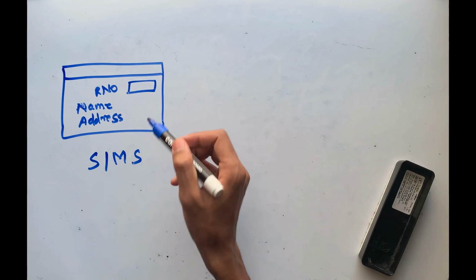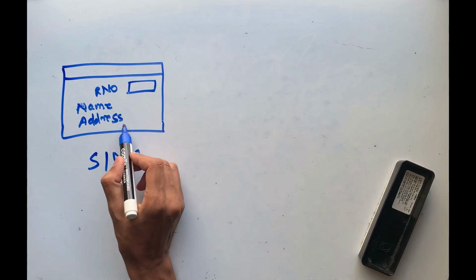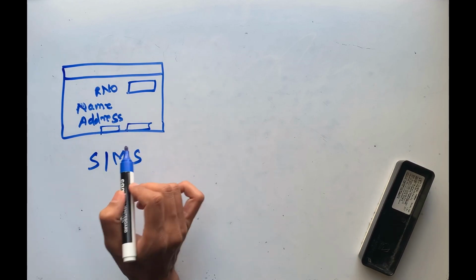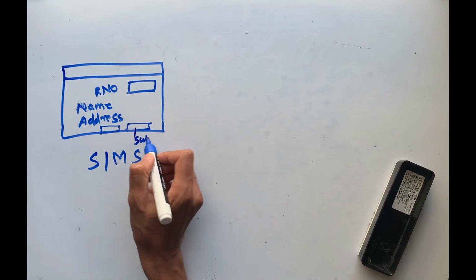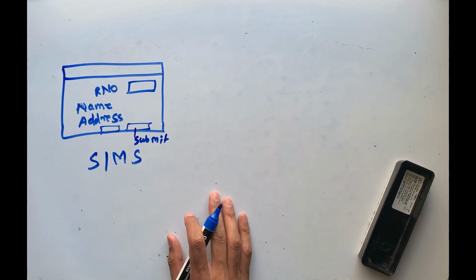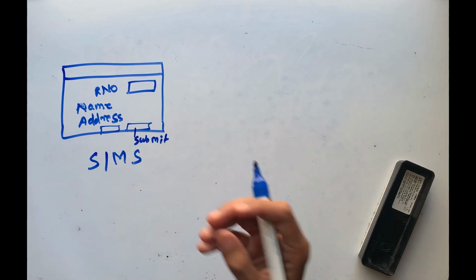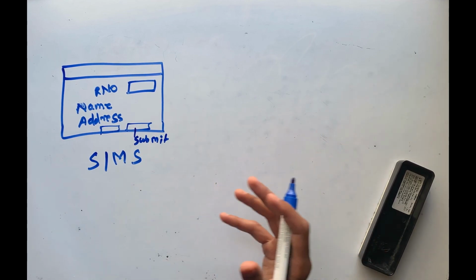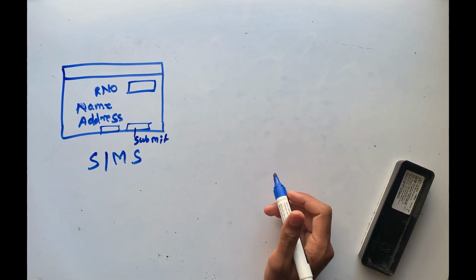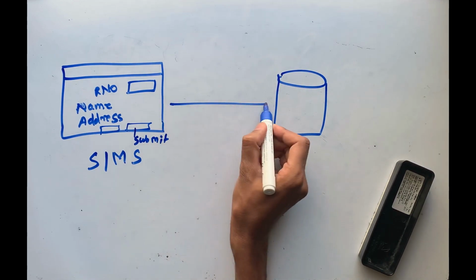And suppose we are filling that data, and at the end of this form we have a clear button and a submit button, correct? So submit. This data is going to be stored somewhere, means it is related to the data. Where is that data stored? Actually that data is stored in the database, right?